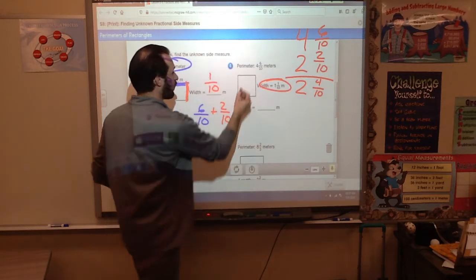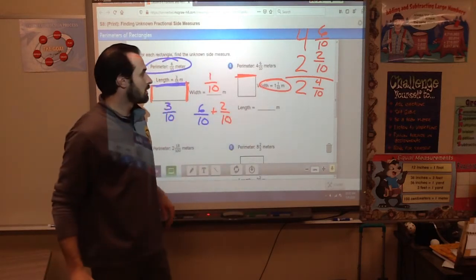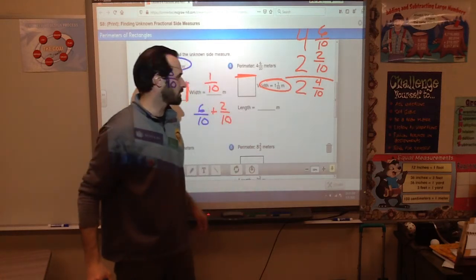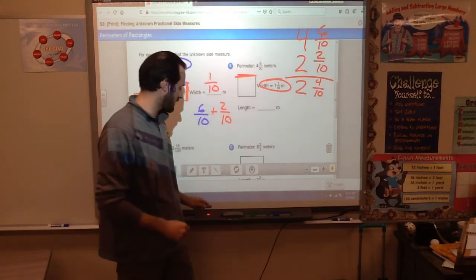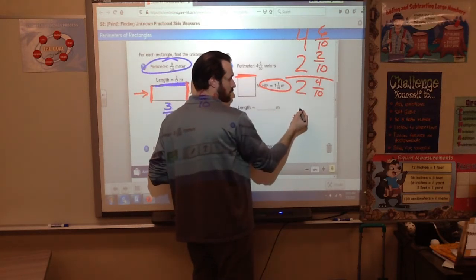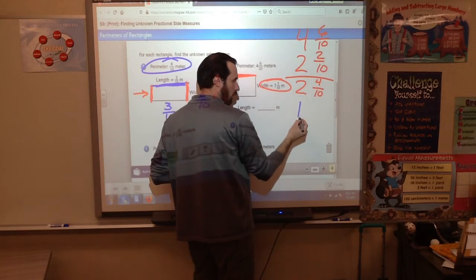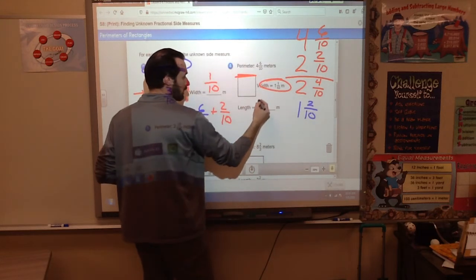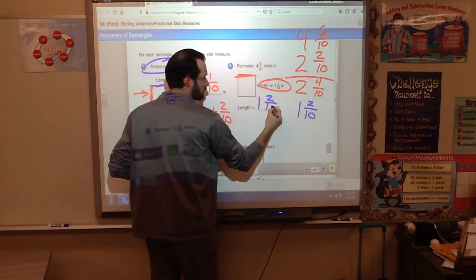Now to figure out the length, you need to divide that in half. So cut 2 and 4 tenths in half. Super easy, you can probably do it in your head. What's half of 2? 1. What's half of 4? 2, and then you have tenths. So your length is 1 and 2 tenths.